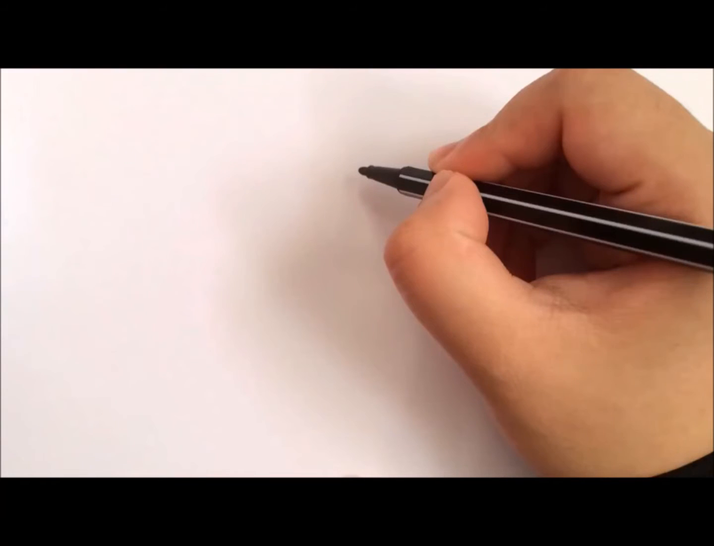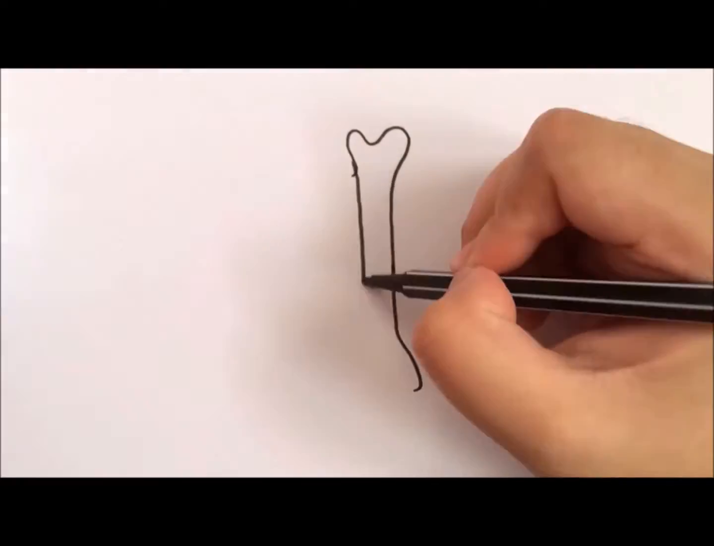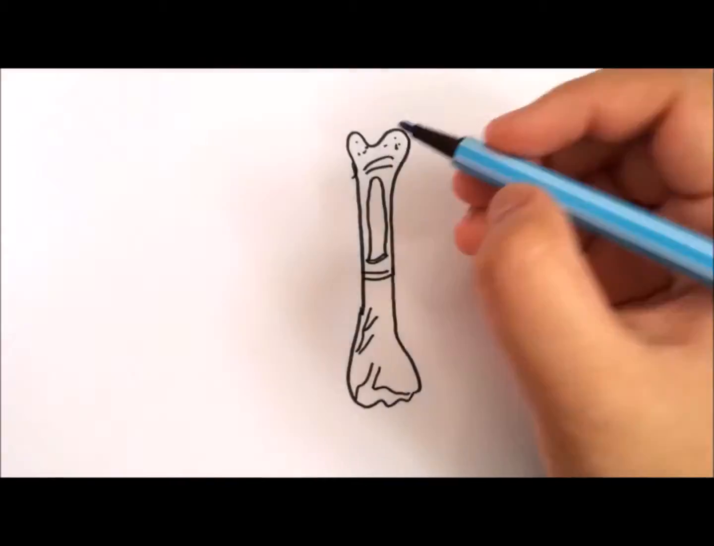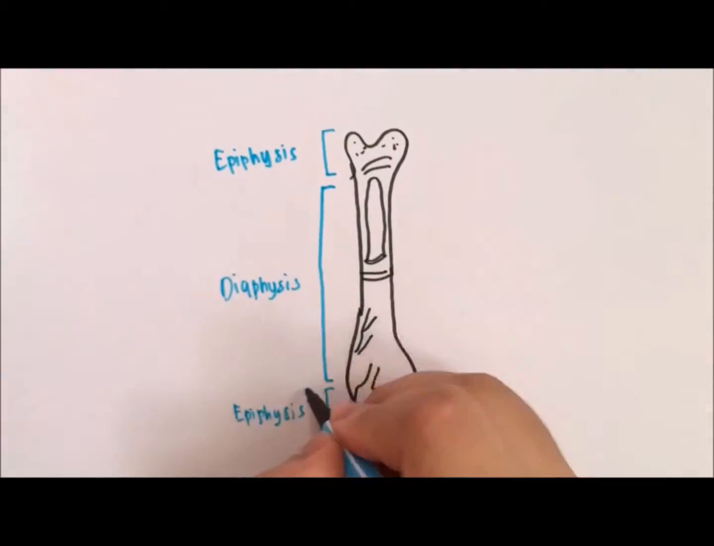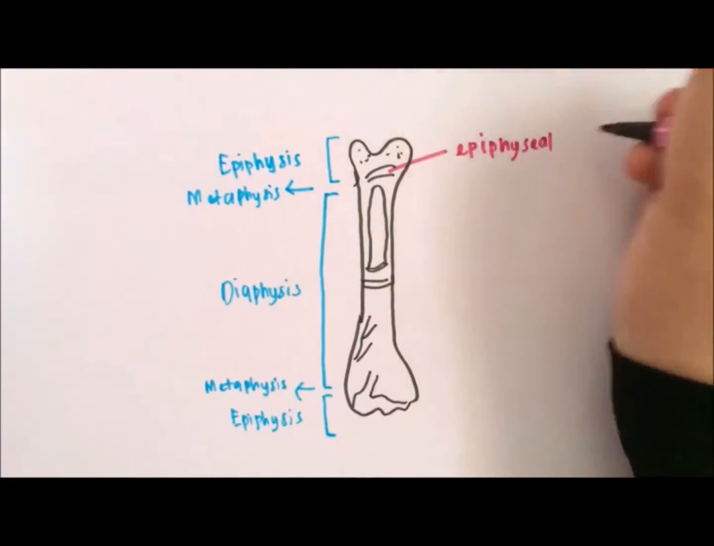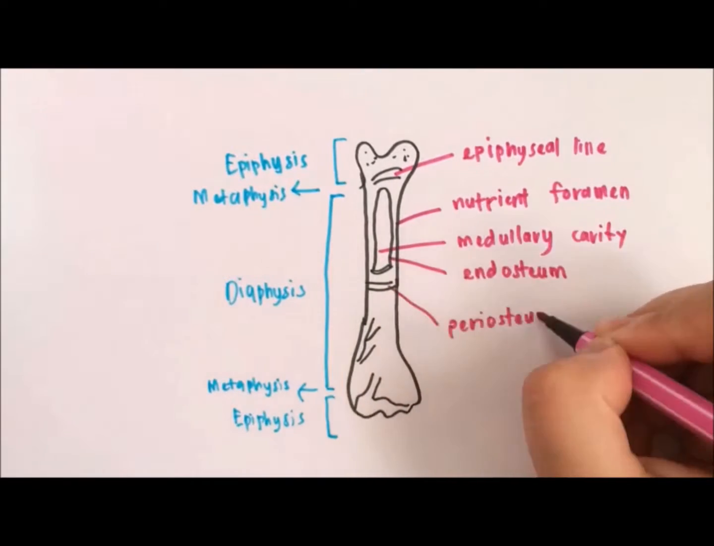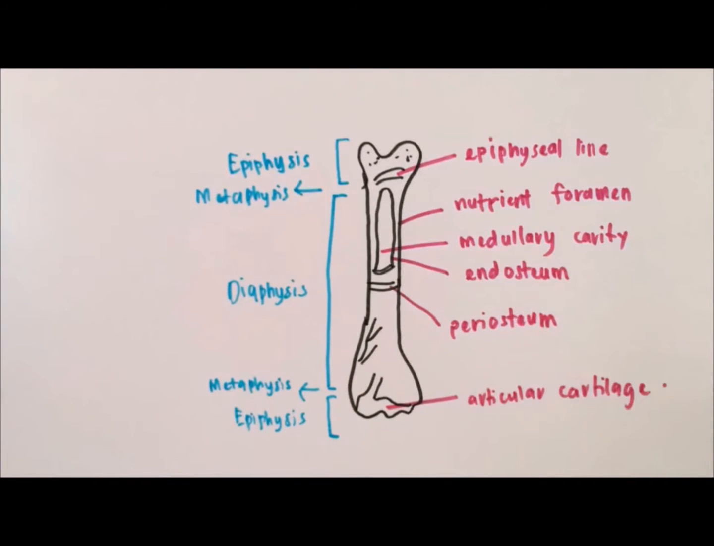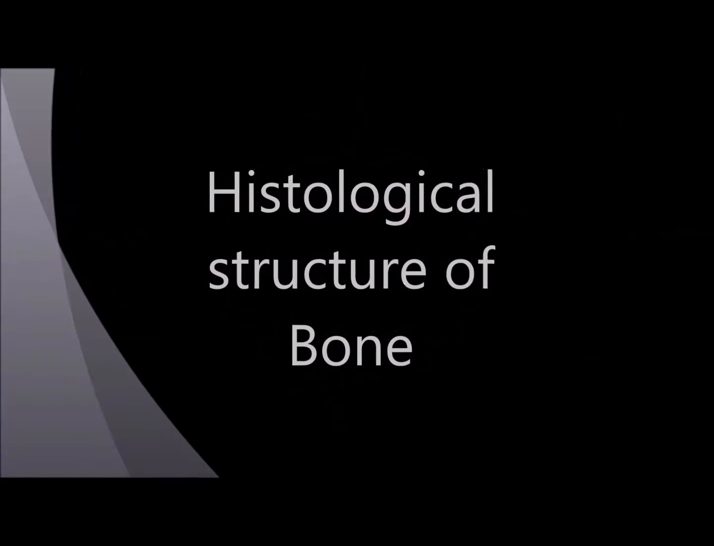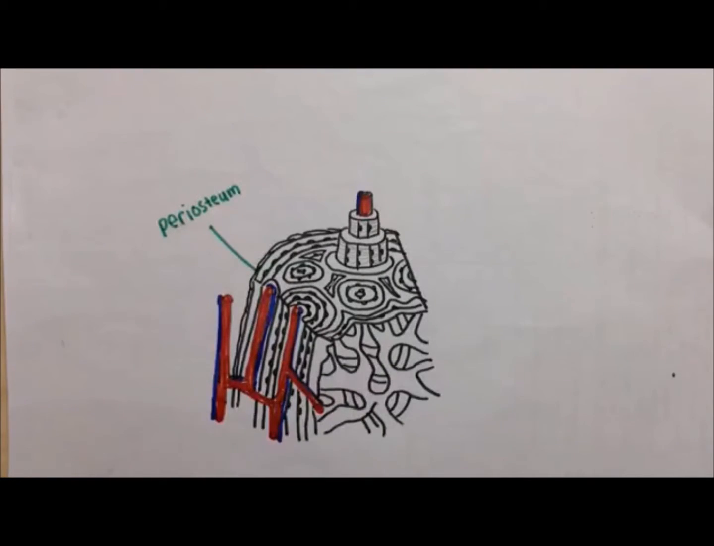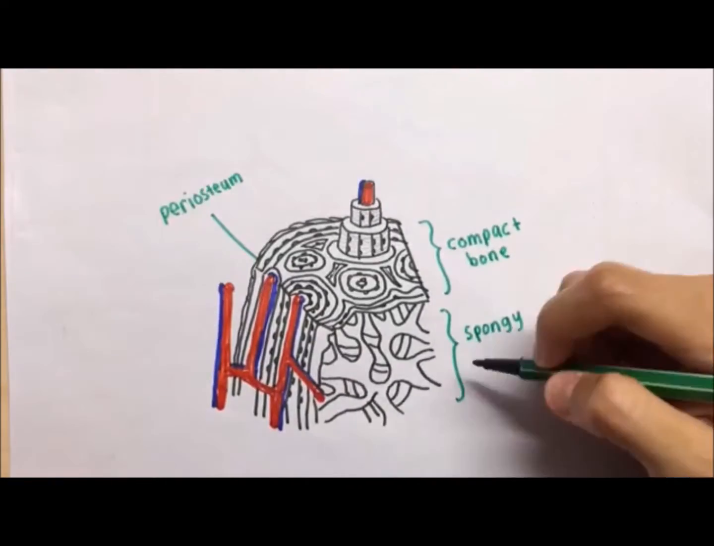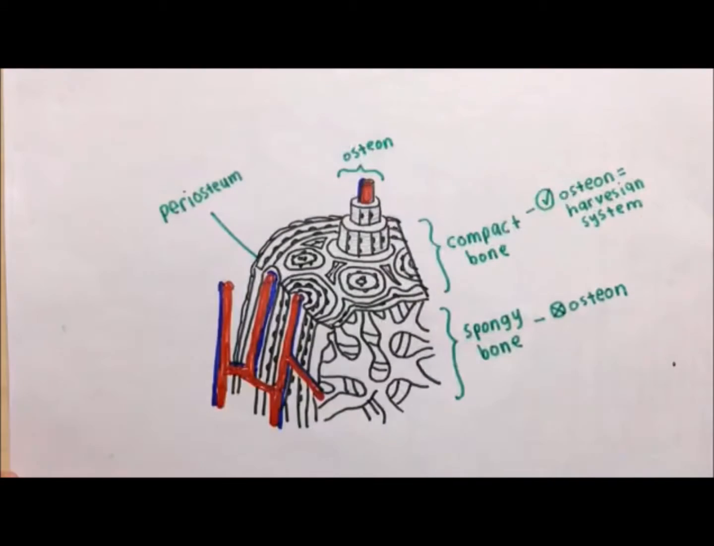This is the anatomical structure of the bone. The outermost layer of bone is the periosteum. Beneath the periosteum, there is compact bone which has osteon, which is also known as Haversian system, and then spongy bone which does not have osteon.